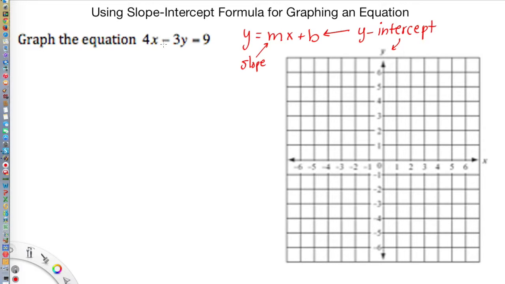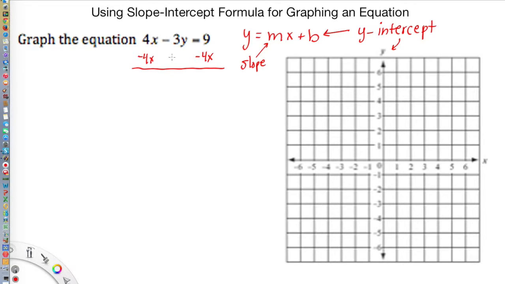The first step for doing this is we're going to have to move some things around. I want the y ideally to be on the left-hand side all by itself, and then the rest of the equation on the other side of the equal sign. So I'm going to get rid of my minus 4x first. I'm going to subtract 4x from this side, and what I do to one side I have to do to the other.